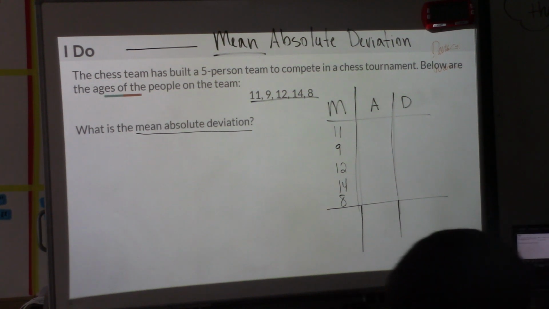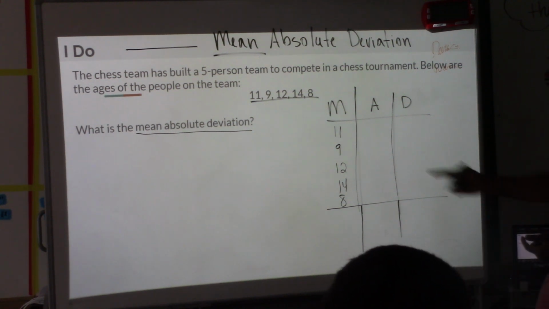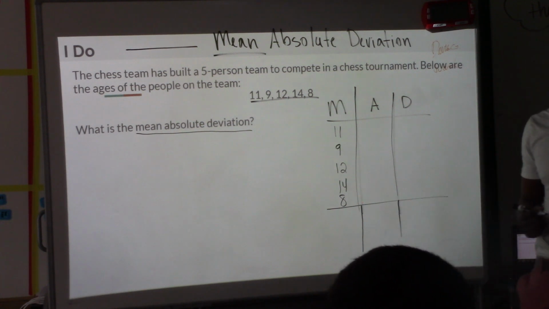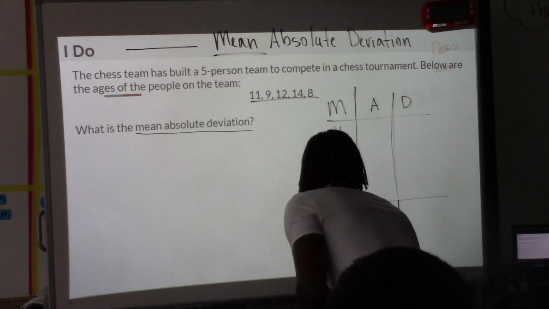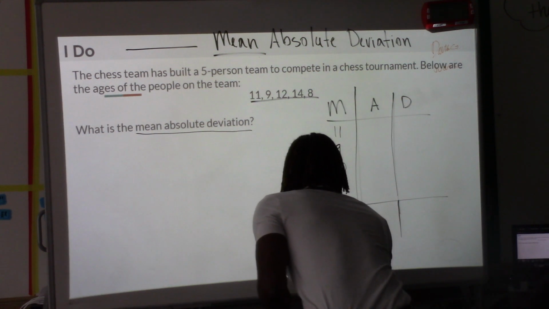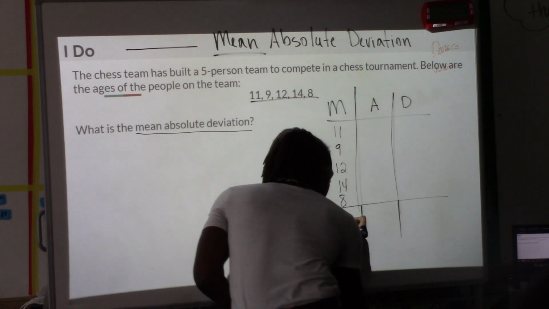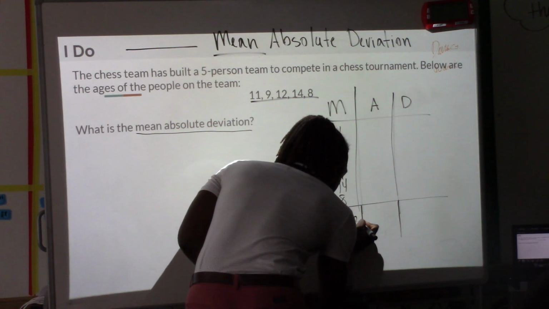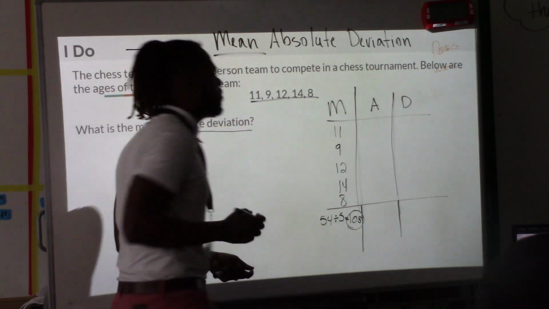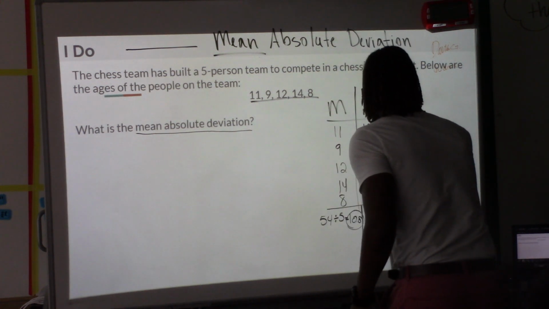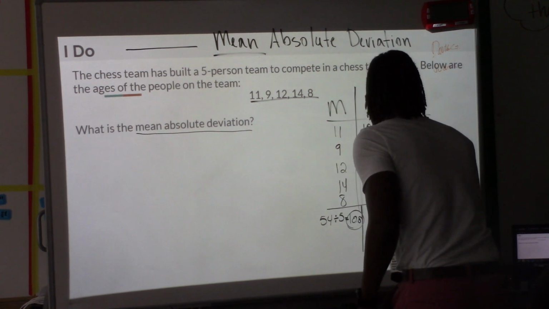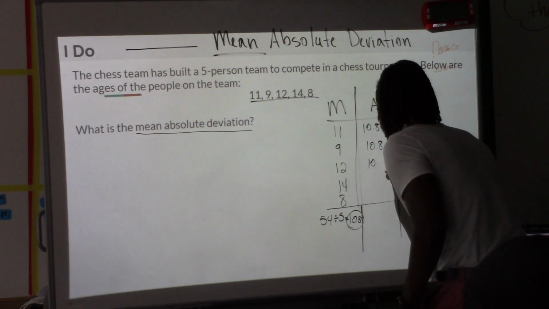Now I need to find the mean or average of those. So I'm going to add them all up. What do I get when I add them all up? 54. How many are we divided by? 5. Divided by 5 gives me what? 10.8. So now where do I write my 10.8? In the middle. So here, the number we're trying to figure out how far we're from is my 10.8.